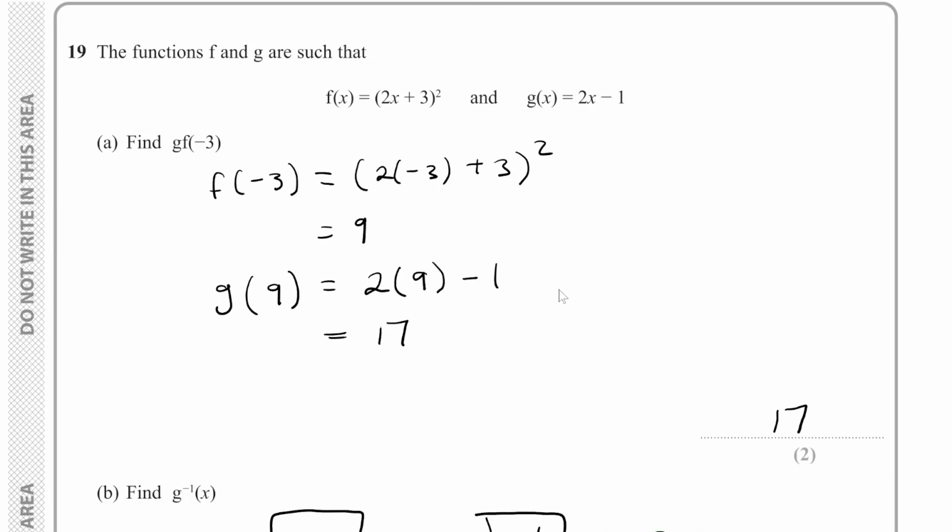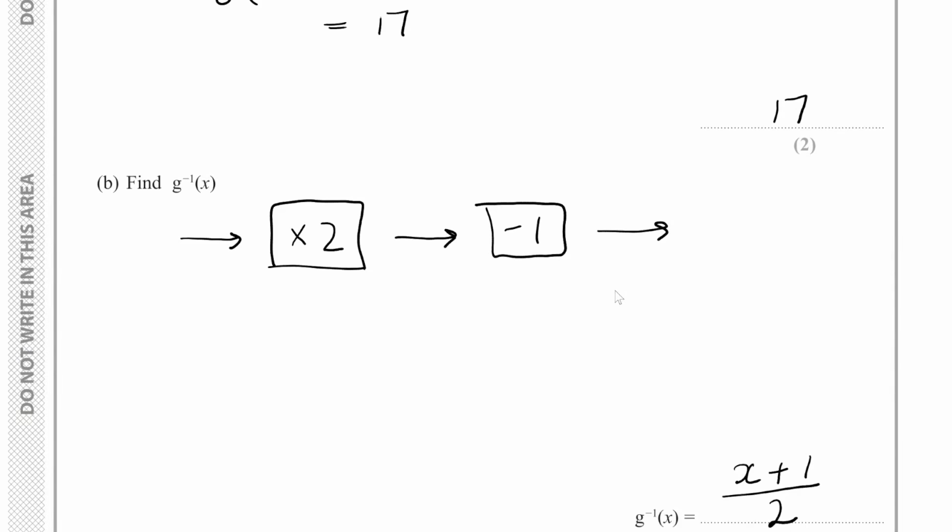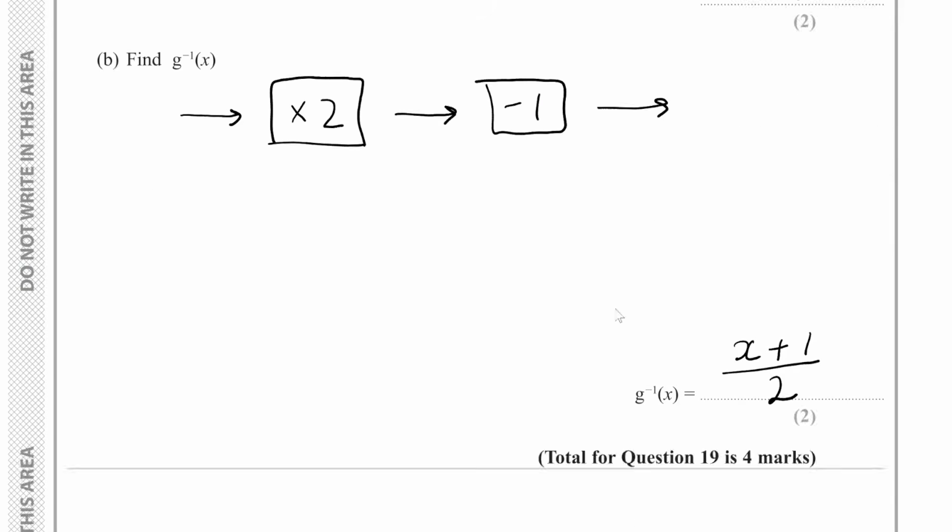So that's the function that undoes the g function. So if you put 10 into g, you get 19 out. So you should be able to put 19 into the inverse function and get 10 out. So 19 plus 1 is 20, over 2 is 10.